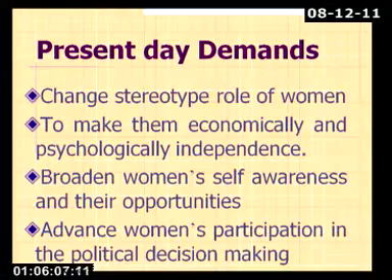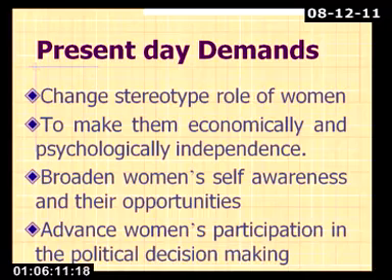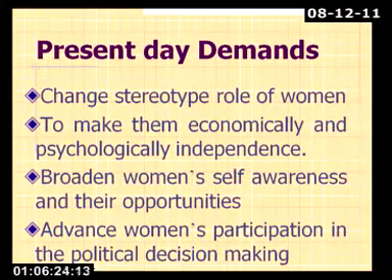So what were the present day demands that we see for women? Now, they wanted a change in the stereotype role of women. The women were not what they were perceived as: bearer of children, looking after the family, and remaining confined to the four walls of their family. So this was not what we called women. So we wanted to make them economically and psychologically independent as well.